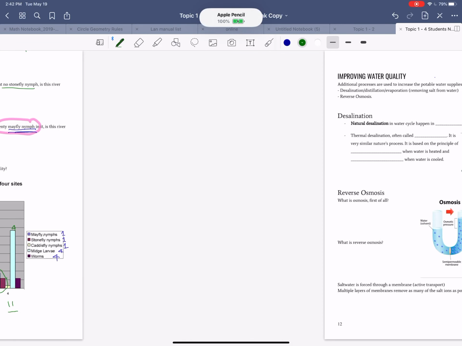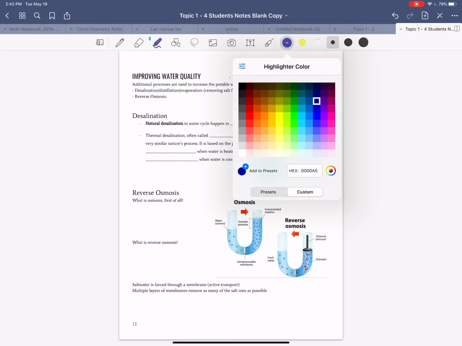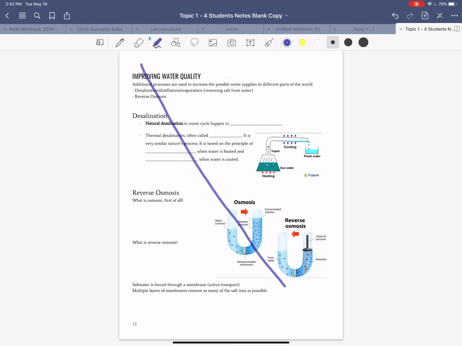So if you understand that, which is perfect. Oh, by the way, this part, improving water quality, I'm not going to ask you any test questions on this because that's not part of the requirement for grade 9. You're not going to talk about it in grade 9. So I'm just going to cancel this. I know it's already a long lesson, so good job for hanging in there. Okay, so this part here, I'm just going to cancel this part. You don't have to know that part.